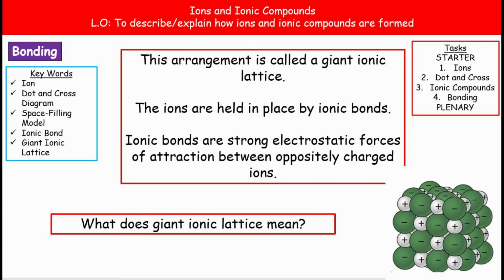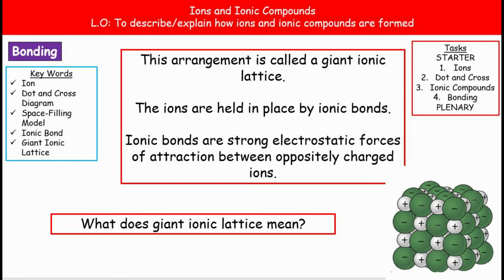Now, it's called a giant ionic lattice because there's large numbers of those different ions joined together. Ionic because it contains ions, and lattice just tells us that it's a regular arrangement of those ions, so the positive, negative, and so on. All of those ions that we can see are held in place by ionic bonds.